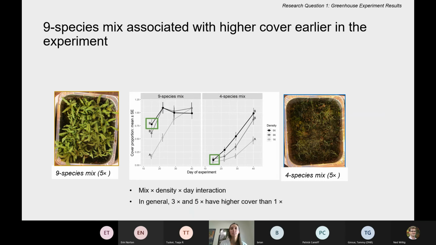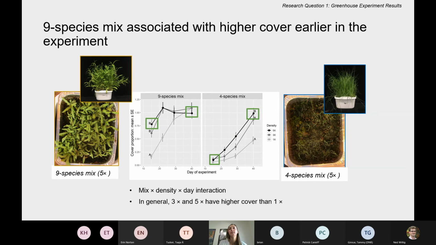So to orient everyone to these plots, on the x-axis we have the day of the experiment. On the y-axis we just have the cover proportion. And you can see that even at day 15, so only 2 weeks into the experiment, we're seeing really large differences between the 9-species and the 4-species mix. So the 9-species mix is very robust, and you can see a lot of those forbs there in the picture with the broad leaves. We also saw not only mix effects, but density effects. So in general, the 3 and 5x densities had higher cover than the 1x.